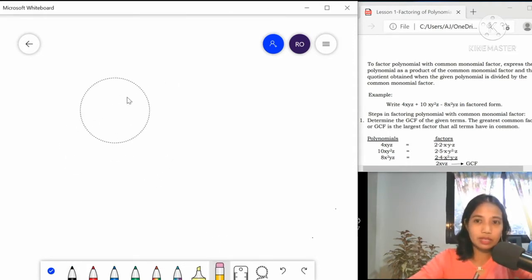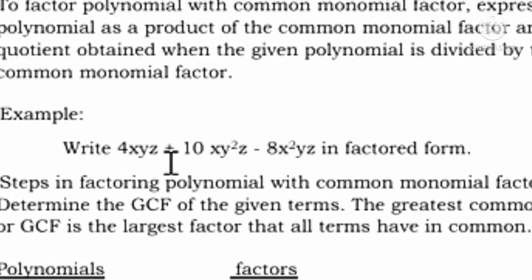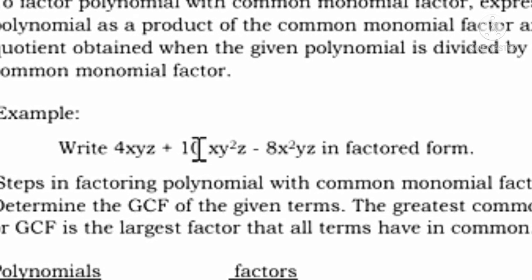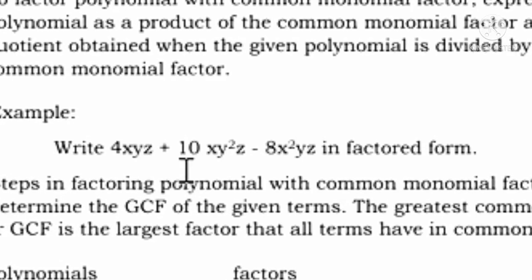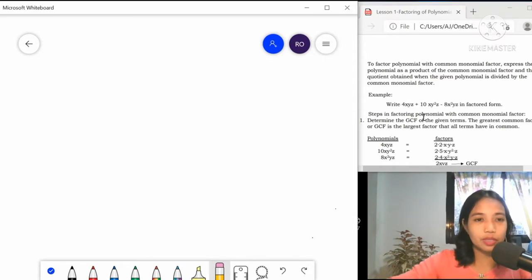So let me erase this first. Okay, so in an example, 4xyz plus 10xy squared z minus 8x squared yz. To factor this out, we will get first the GCF or the greatest common factor. So kukunin natin ang GCF ng numerical coefficient at yung GCF din ng mga variables. Let's get the GCF first of the numerical coefficient.